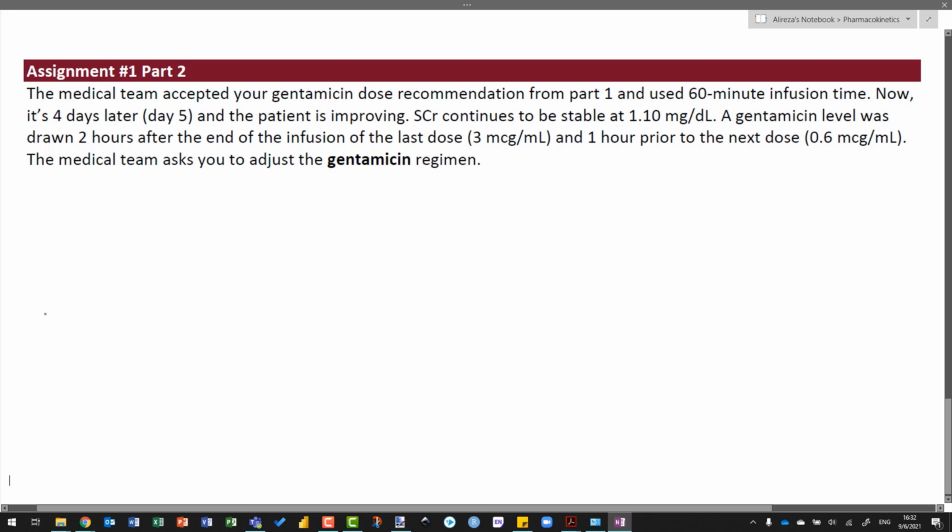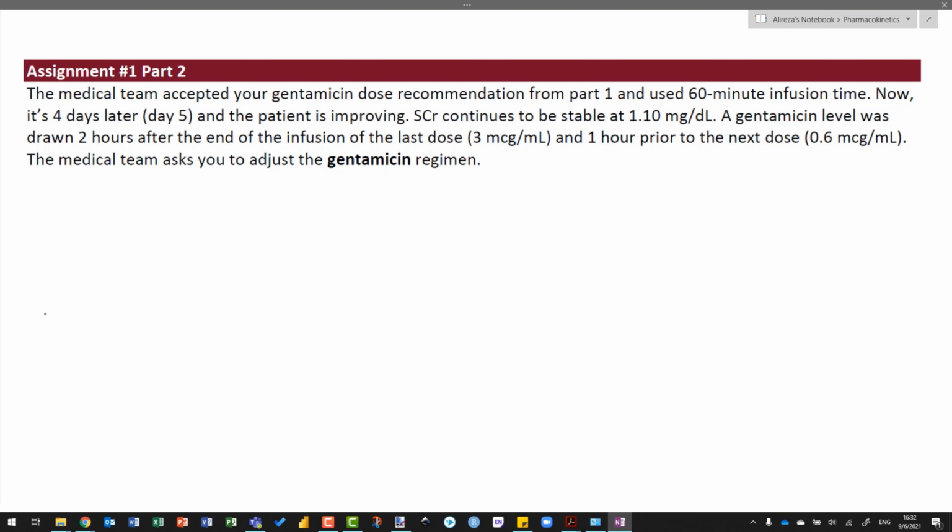Now, the next part is the medical team accepted your gentamicin dose recommendation from part 1 and used a 60-minute infusion time. Now, it's 4 days later and the patient is improving. Serum creatinine continues to be stable at 1.10. A gentamicin level was drawn 2 hours after the end of the infusion of the last dose, which was 3 microgram per mL, and 1 hour prior to the next dose, which is 0.6. The medical team asks you to adjust the gentamicin regimen.